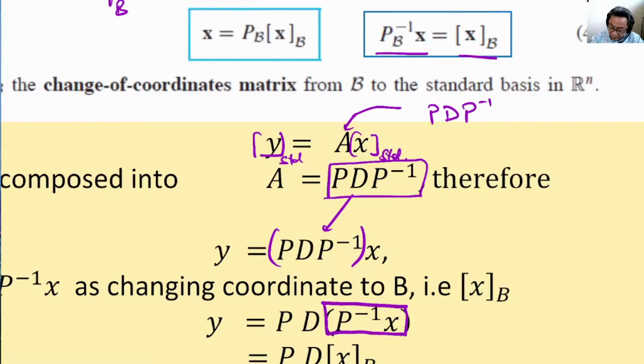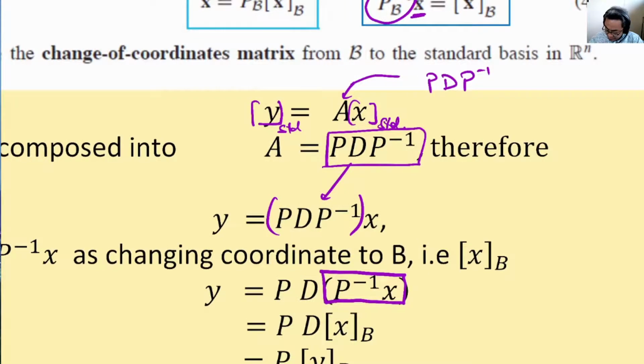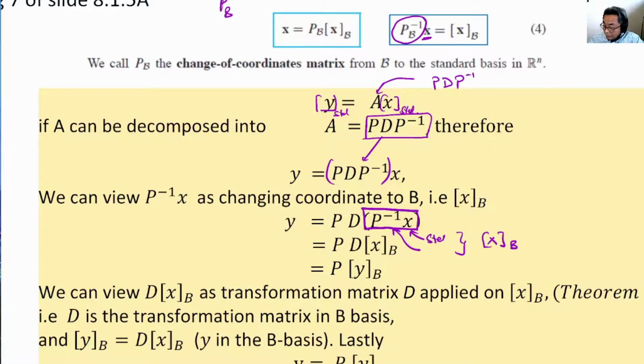If we study our recap, the change of coordinate, something multiplied by P minus 1 with the input being in the standard basis is exactly what we have here. X is in the standard basis, P minus 1 is the change of coordinate inverse, and this will give us X in the B basis. We then continue and write this as the B basis. We then pre-multiply by D.